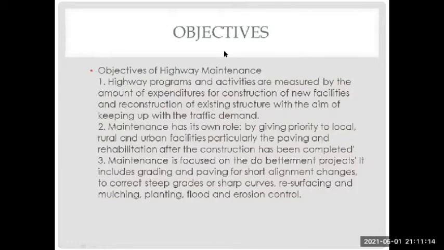Objectives of highway maintenance. The first objective is that highway programs and activities are measured by the amount of expenditures for construction of new facilities and reconstruction of existing structures with the aim of keeping up with the traffic demand. Second, maintenance has its own role by giving priority to local, rural, and urban facilities, particularly the paving and rehabilitation after the construction has been completed. The third objective for highway maintenance is being focused on betterment projects, and it includes grading and paving for short alignment changes to correct steep grades or sharp curves, resurfacing, and mulching, planting, flood, and erosion control.